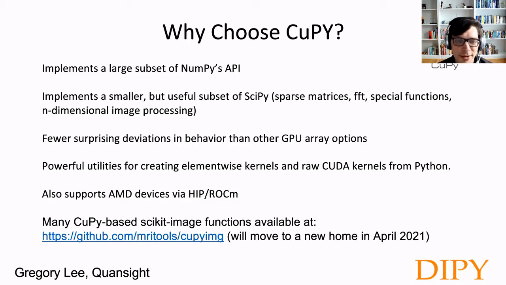And it can also support AMD devices, despite the CUDA and the Cu in CuPy being for CUDA. It does have some HIP ROCm backend support, at least in the upcoming version 9 of the library that'll be final in April. I should also mention I worked on many CuPy-based equivalents to scikit-image functions in a cuCIM image toolbox, and this will be moving to a new home in the RAPIDS organization later in April 2021, so there will be a talk on that at GCC this year.